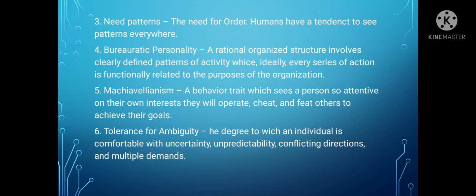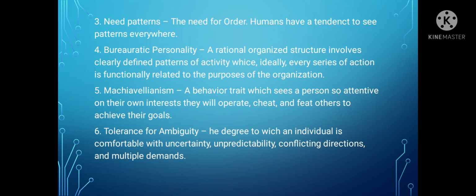Number four is bureaucratic personality. A formally rational organized structure involves clearly defined patterns of activity in which ideally every series of action is functionally related to the purpose of the organization. So it is based upon respect for organizational rules and regulations, unlike authoritarianism.